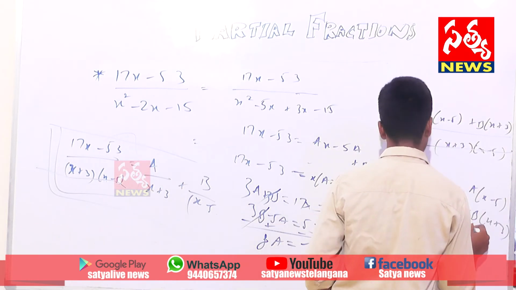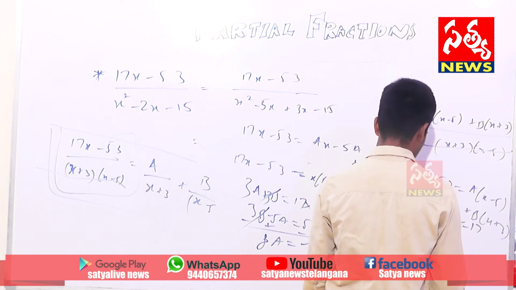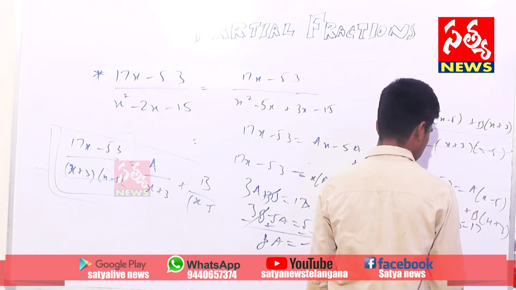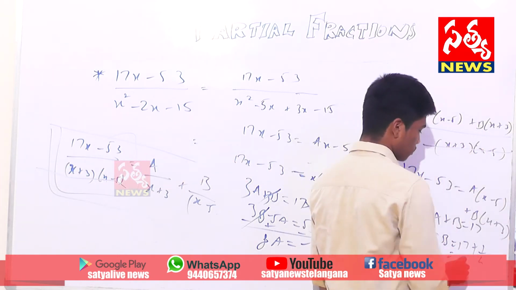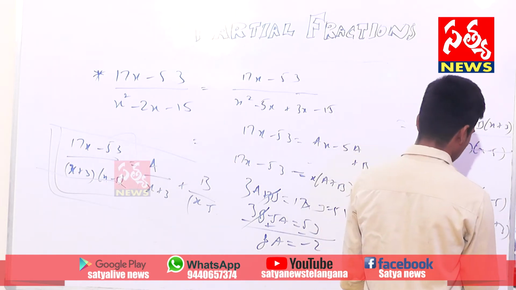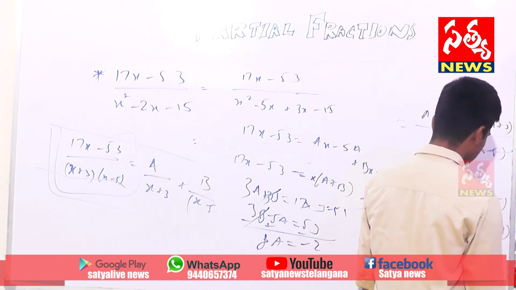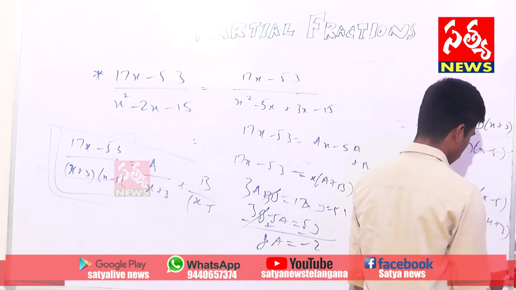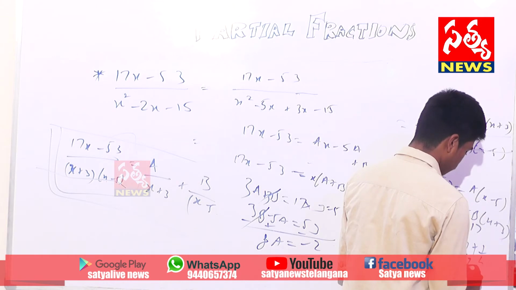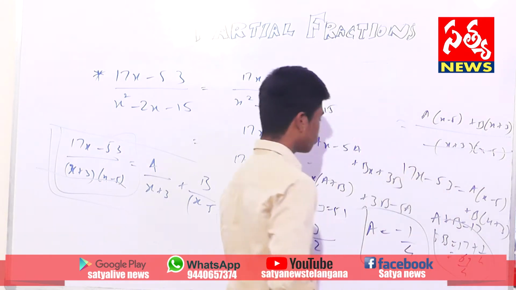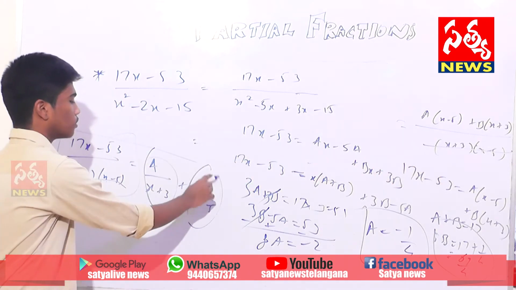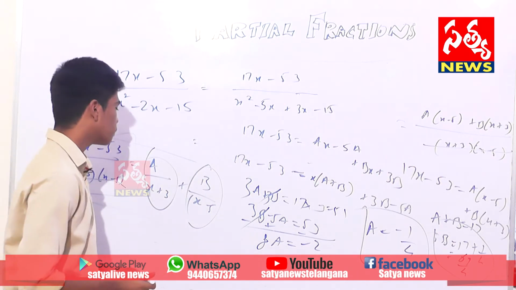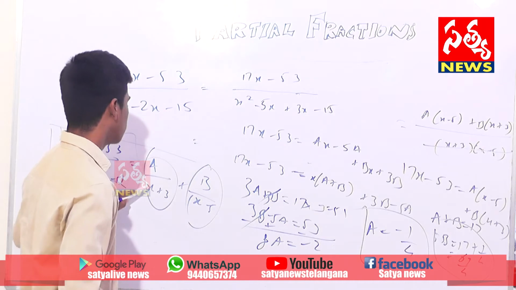And the value of b: if a plus b is equal to 17, b is equal to 17 plus 1 by 4. 17 plus 1 by 4 is 69 by 4. This is the value of it. Put the values here so that we are separated into each and every fraction.